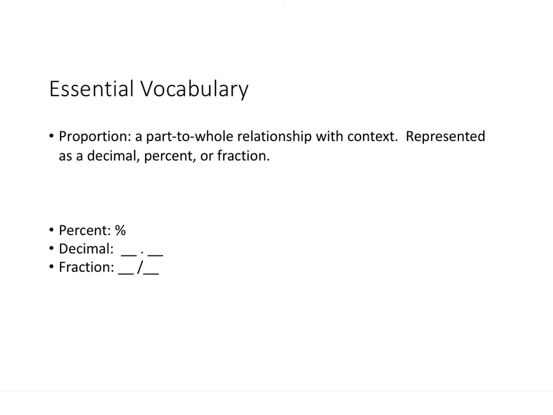A proportion is a part-to-whole relationship with a context. It's represented as a decimal, a percent, or a fraction. For example, you might say 50% of the class are females, or a half of the class are females, or 0.5 of the class are female. These are all different ways of representing proportion: through a percentage, a decimal, and a fraction.